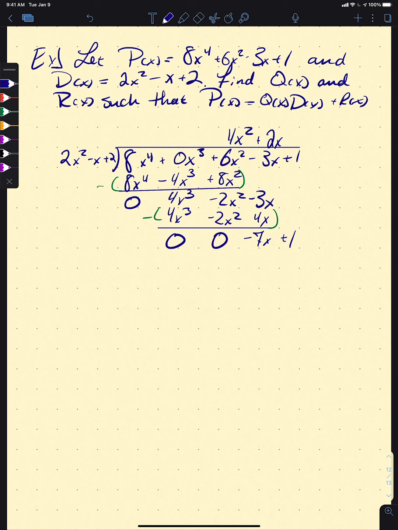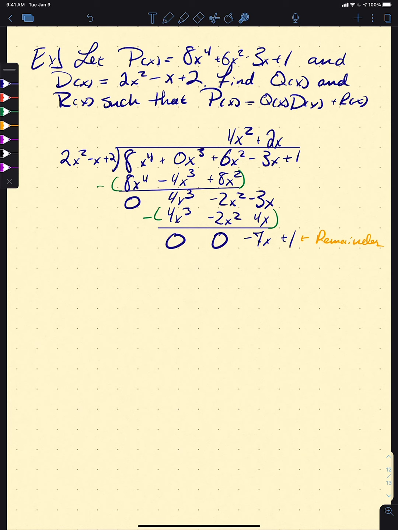So now the question is, right, what in the world could I multiply this guy by in order to get negative 7x plus 1? And the answer is quite simply nothing, right? This is our remainder. There's nothing that we can multiply this by in order to keep going.